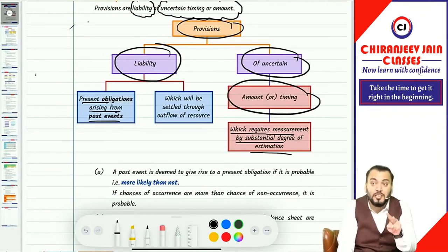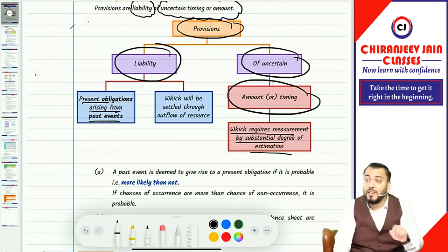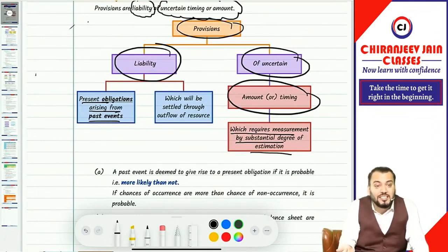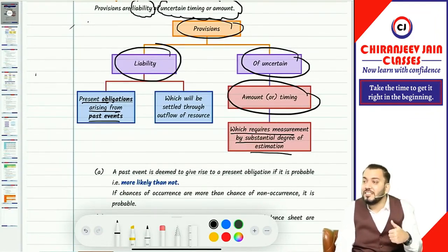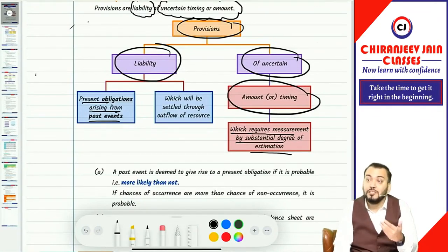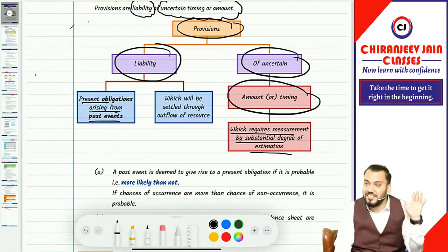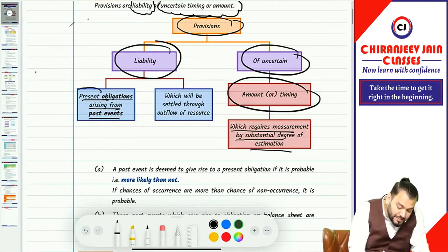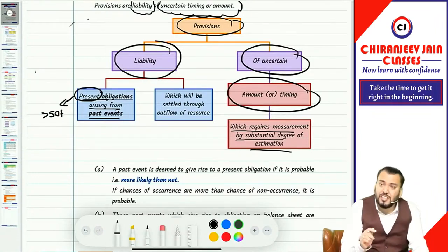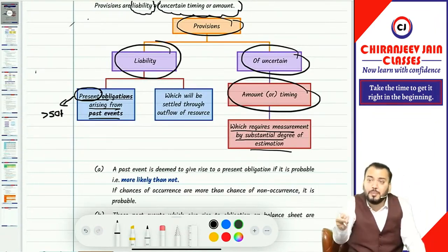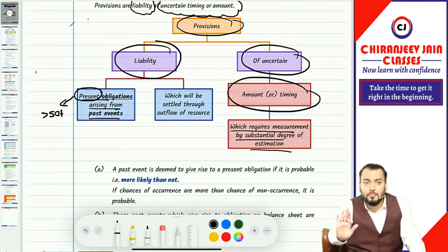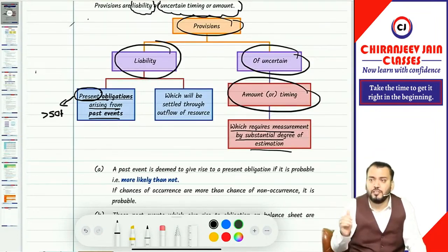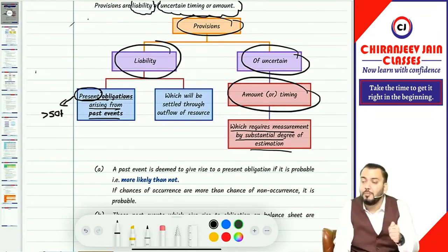So obligation and present obligation are two different terms. When I am saying liabilities are present obligation arising from past event, what is the meaning of present obligation? Present obligation means the obligation is probable on balance sheet date, which means chances are more than 50%. When I am saying chances are more than 50%, it will include 100% also. When chances are 100%, that is also present obligation.